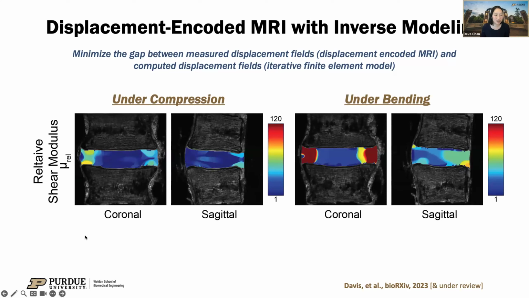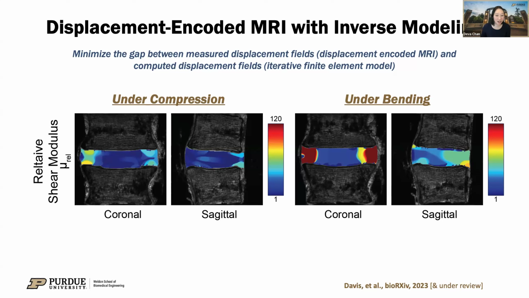And so under compression, we see that we get a very different mapping of relative shear modulus than under bending. And so future work for us is still going to be to resolve how we can take two different loading regimes and be able to map it all back to the same model so that we actually get a better elastographic approximation for our discs.